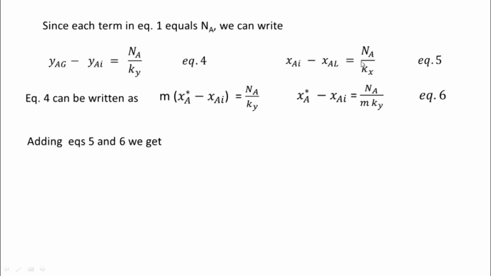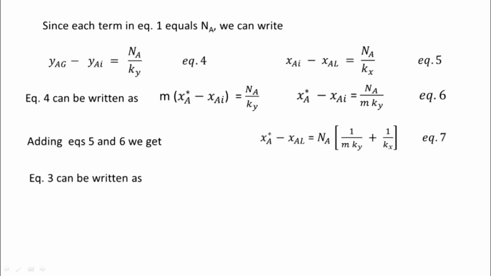Adding equations 5 and 6, we are doing this so that this is plus Xai minus Xai, we can get rid of Xai, which was indeed our purpose, which is indeed what we were looking for. These are not easily measurable, therefore we don't want our relationships to have Xai's and YAI's. If we do that, Xa star minus XAL is Na common, 1 by M Ky plus 1 by Kx, equation 7.